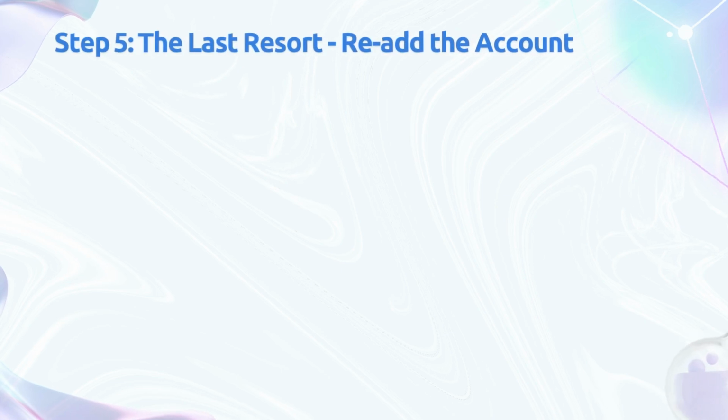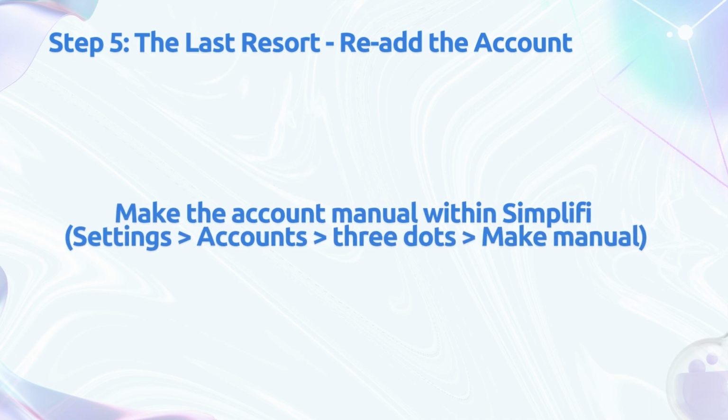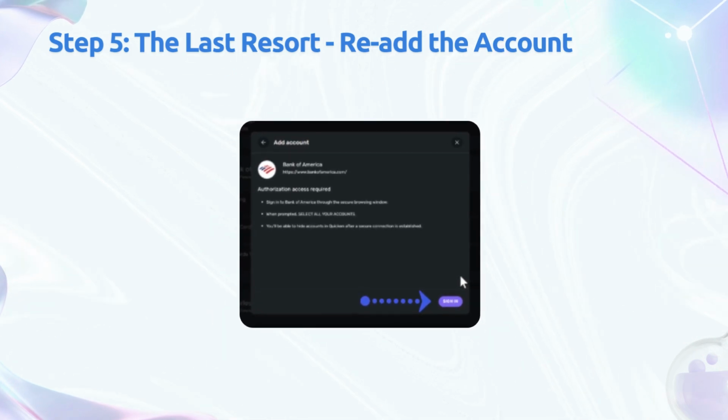Step 5. The last resort, re-add the account. If all else fails, you can make the account manual within Simplifi: Settings, Accounts, three dots, Make Manual, and then immediately re-add it as a new, connected account. When prompted, make sure to link it to the existing manual account to maintain your history.